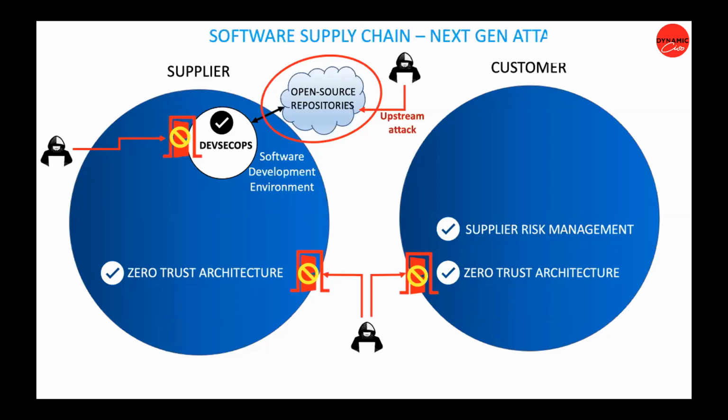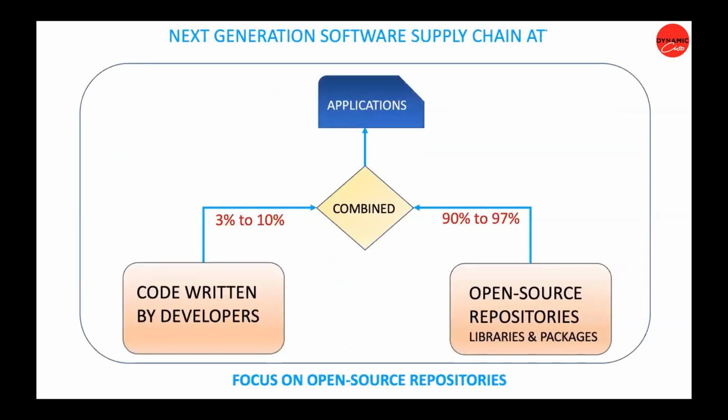That means something that is outside the organization. And that's what makes the internal vulnerability management program non-effective, because the attack is completely out of the control of an organization. Now, how do they do this particular thing? And why open source repositories? Let's try and understand the importance of this particular thing.